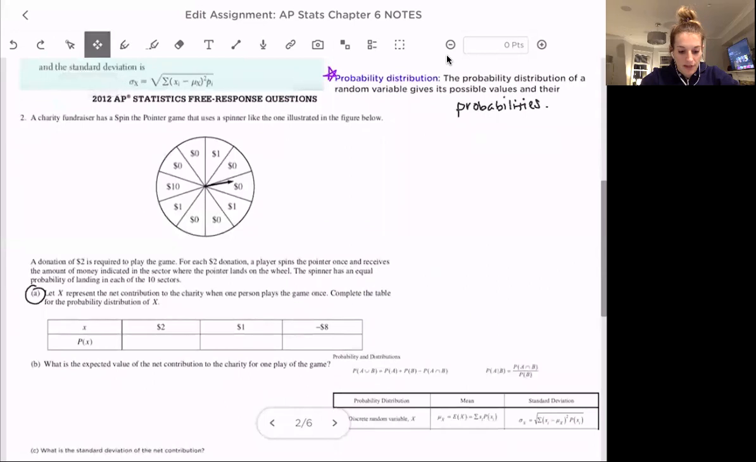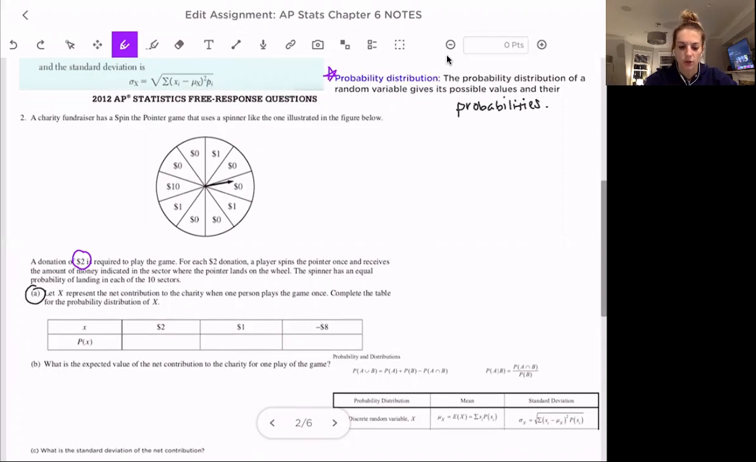A charity fundraiser has a spin the pointer game that uses the spinner like the one illustrated in the figure below. A donation of $2 is required to play the game. So in order to play, you must pay $2 to the charity. And then for each $2 donation, a player spins the pointer once and receives the amount of money indicated in the sector where the pointer lands on the wheel.